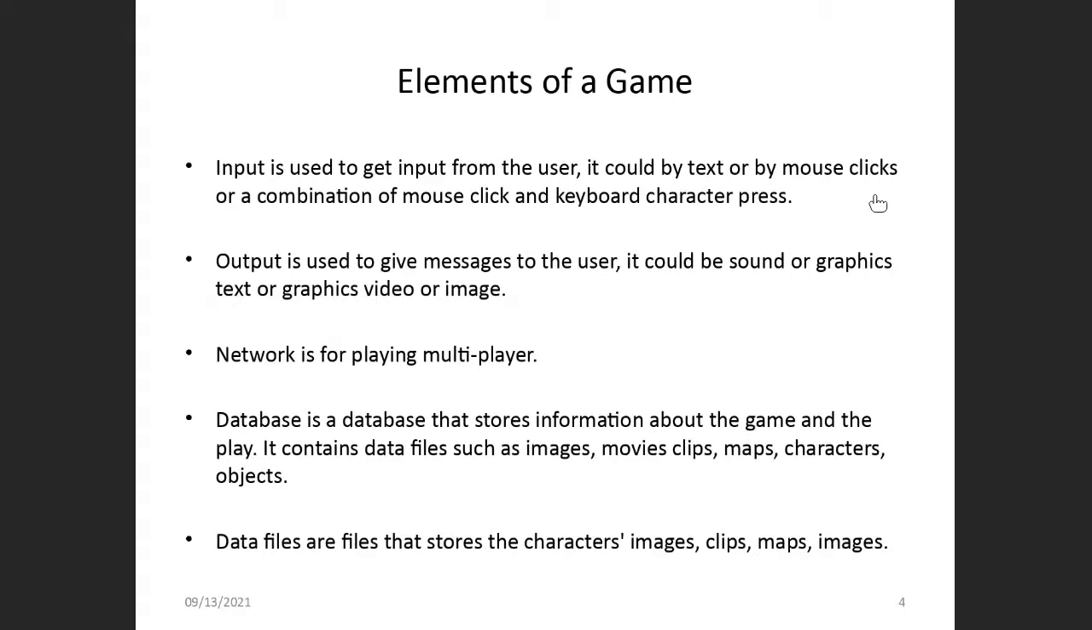Output is used to give messages to the user. It could be sound or graphics, text or video, or some images. Then network is for playing multiplayer games. Database is a database that stores information about the game and the play, like your scores, etc. Everything is there in the database, and as I told you last time, when the game changes, new characters are coming, some are dying, etc. This information is constantly updated in the database, and the game logic, or the programmers, the program reads the data from the game database.